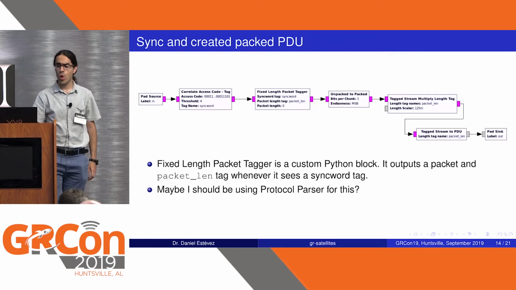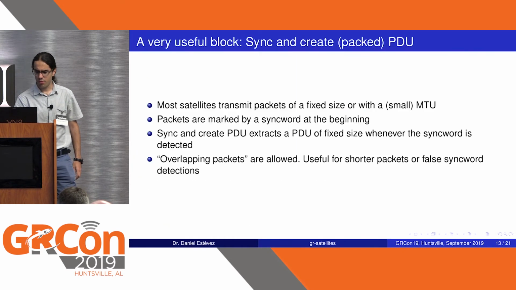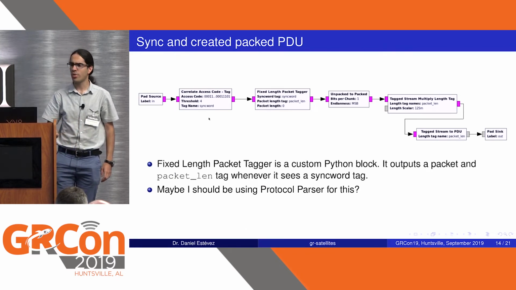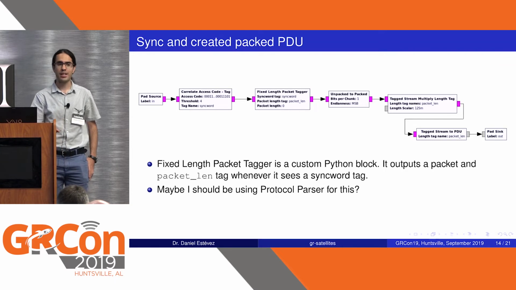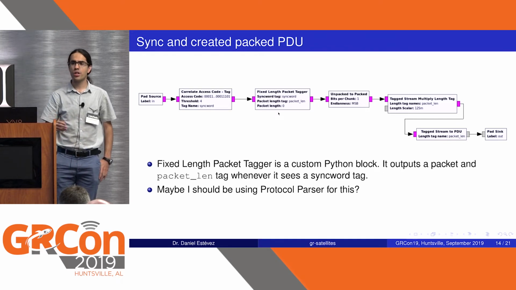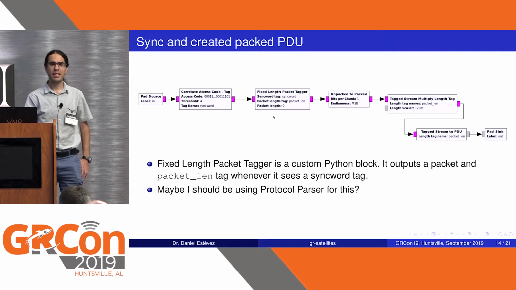The way this works is through a hierarchical flow graph. So you have this correlate access code tag block, which is a stock GNU Radio block, that locates the sync word and just puts a tag in the stream whenever it happens. Then this is a custom block in Python, which locates the tags and turns this into a tagged stream. So if you want unpacked data, so this is 1 bit per sample, then you are okay, and you can just do tagged stream to PDU to get the PDUs.